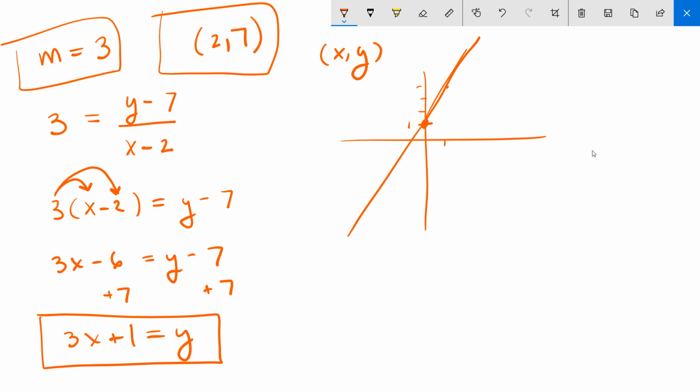Are we okay with that? So that's also finding the equation of a line given the slope and a point. Can I go to the bathroom? Yes, you may.